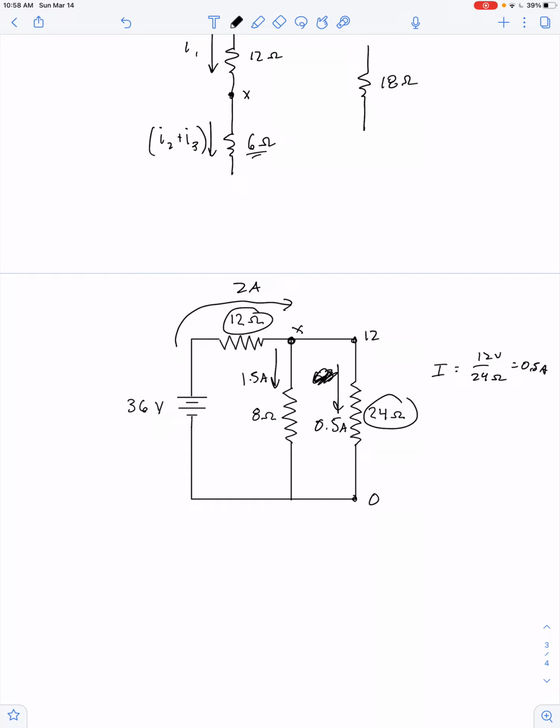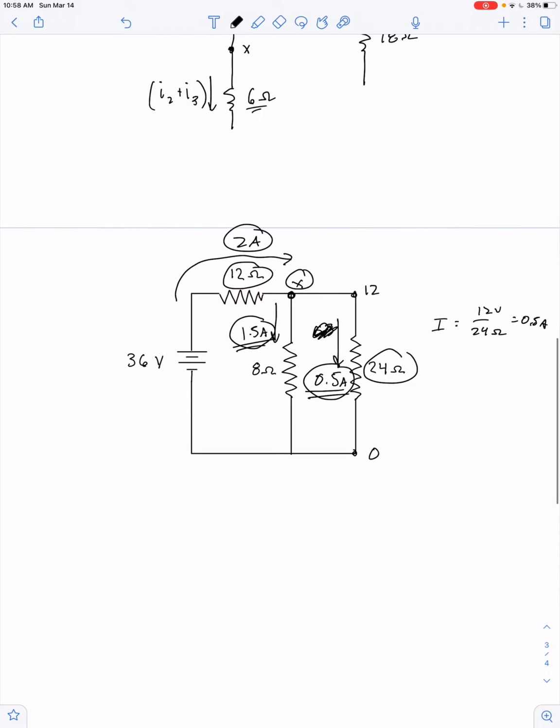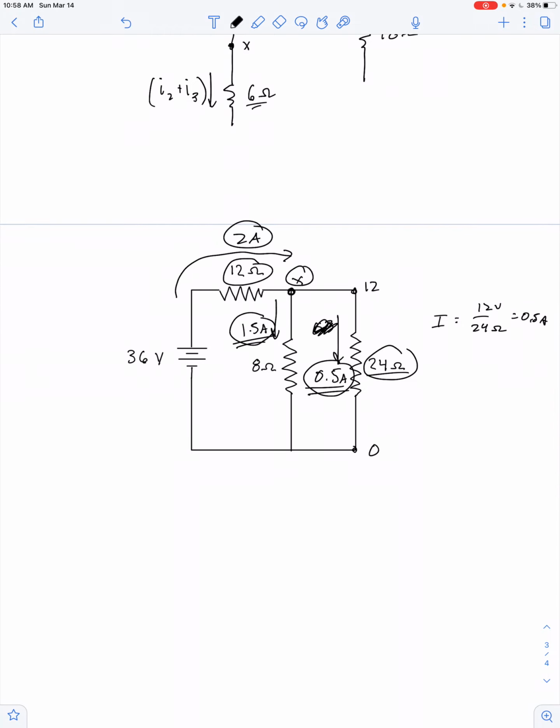Oh, and then notice, looks like Kirchhoff's junction rule was correct. The currents coming out of junction X are 1.5 amps combined with 0.5 amps to give us 2 amps, which was the current flowing in. So that would have been the other way to solve for the amount of current flowing through the 24 ohms. We didn't actually have to apply Ohm's law. We could just say 2 amps are flowing in, I1 equals I2 plus I3. So I3 must equal I1 minus I2, which is 2 amps minus 1.5 amps, which is 0.5 amps.